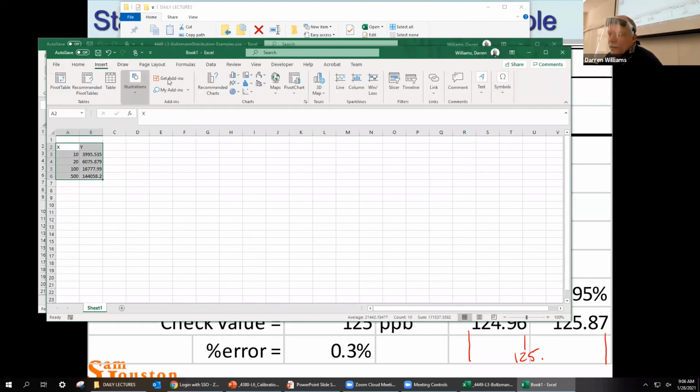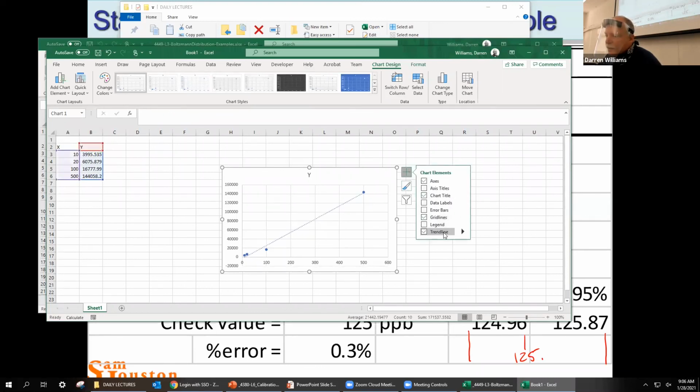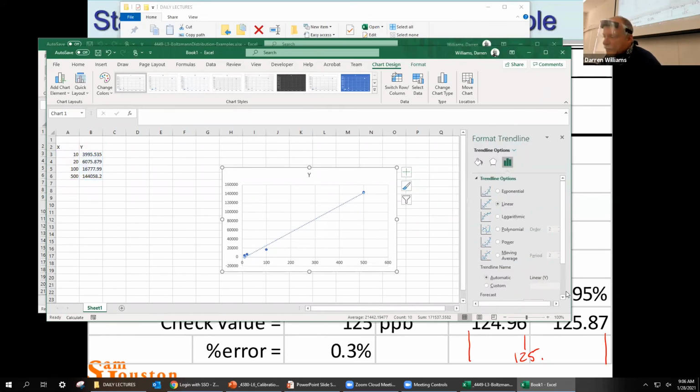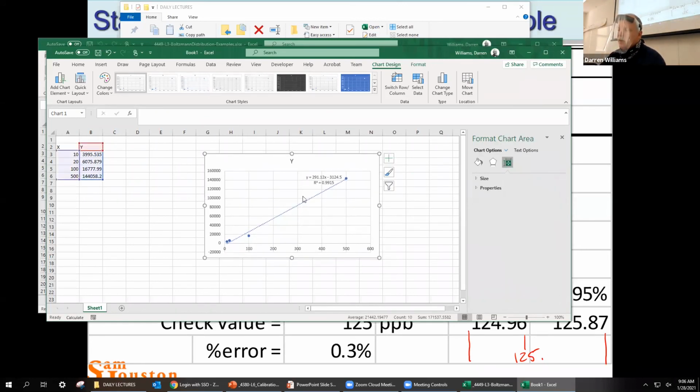So we're going to do a chart, scatter chart. And so there's our data. We'll do a trend line, more options so we can show the display equation and display R value. So there we are. And it's not so great, right? 99.15, we got a funky data point there.